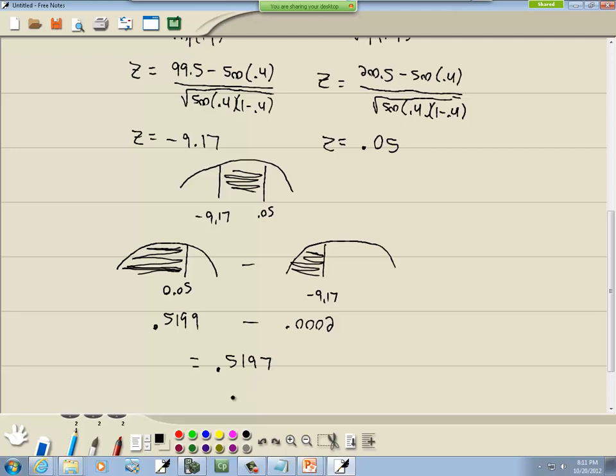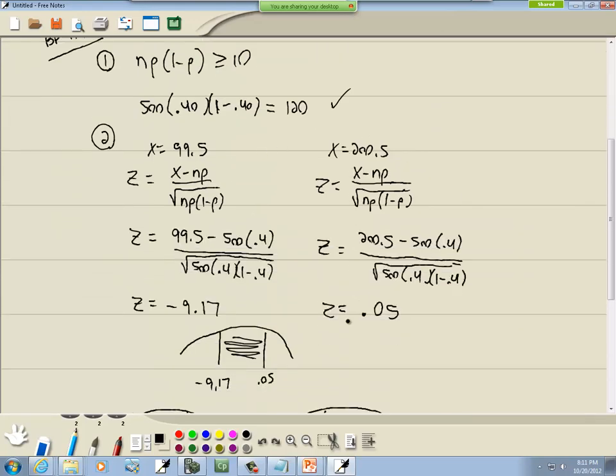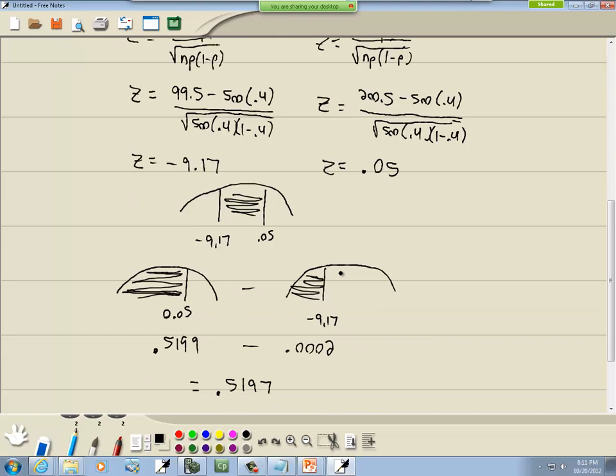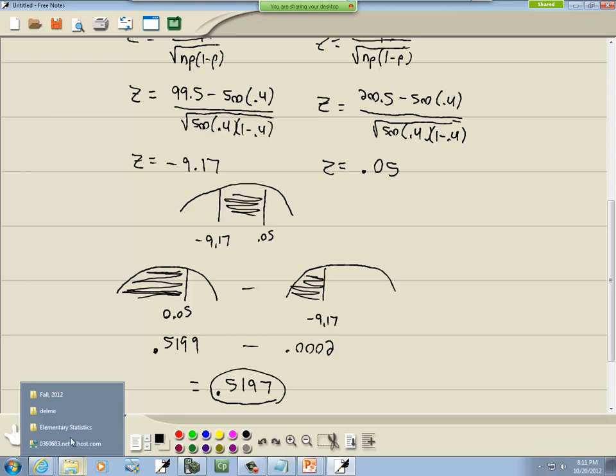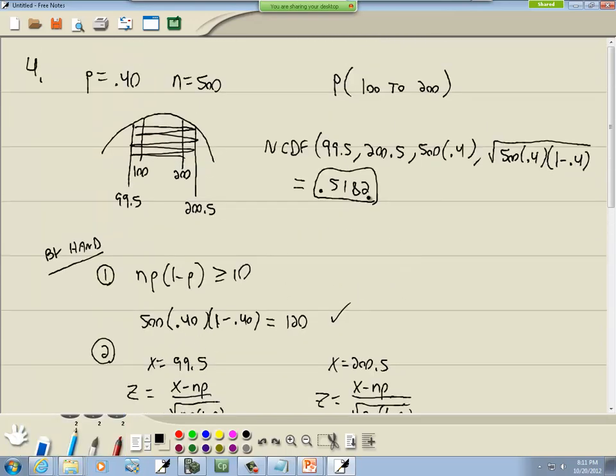You subtract those. 0.5197, 0.5182. Not as close as before, which isn't surprising, unless I made a math error, because of some of the problems we just experienced that way. Again, this is the accurate way.